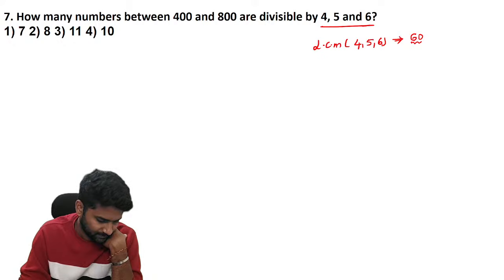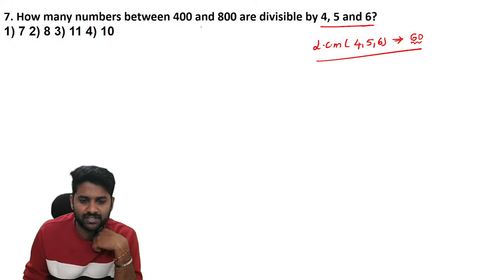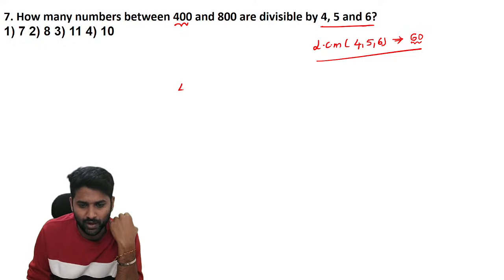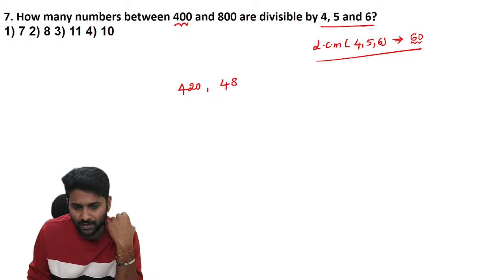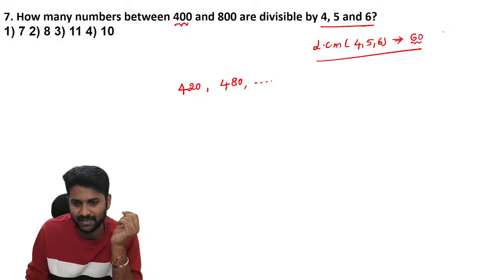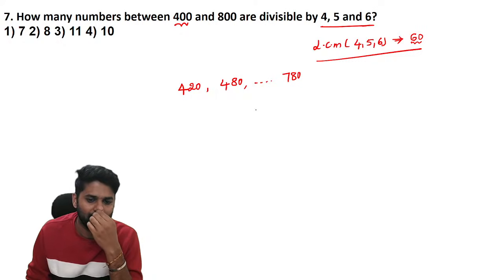Clear? Now check with the number 400. What is the first multiple? 420 is the first number, and the next number is 480. In the same way, the last number is 780. Then how many numbers are there?